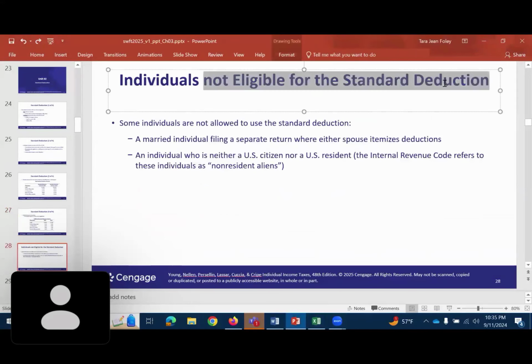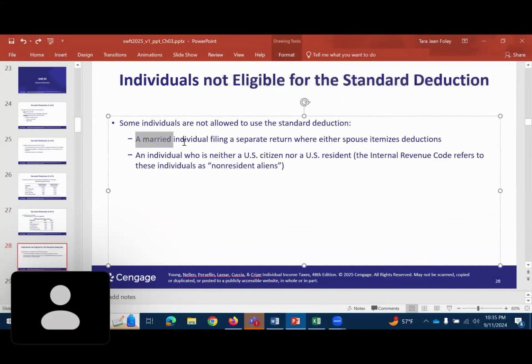Who's not eligible for the standard deduction? You're not allowed to use the standard deduction on your tax return if you're a married individual filing a separate return where either spouse itemizes. So if I'm married and my spouse and I decide that we're going to file separately, that doesn't mean we're separated, it just means we're going to file 2 separate returns.